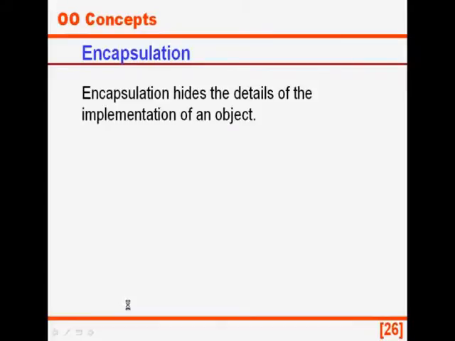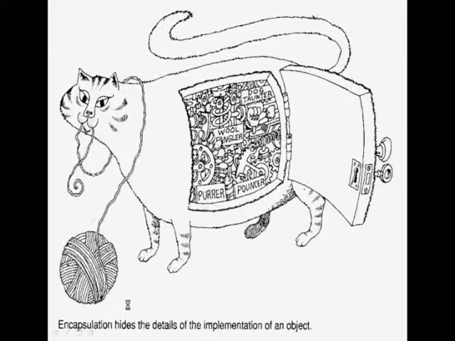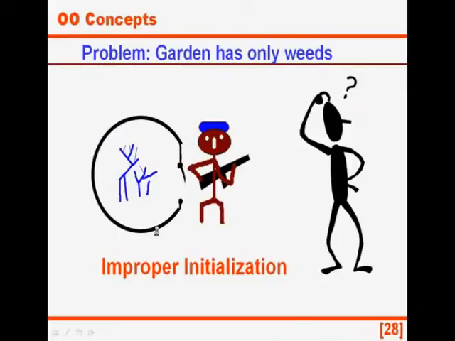Encapsulation hides the details of the implementation of an object. This is a definition from Grady Booch. This is a cartoon from Grady Booch. The internals of the cat are hidden from us. We only see the external interface of the cat. What does the cat look like from outside? Internal details are hidden. This is what is known as encapsulation.